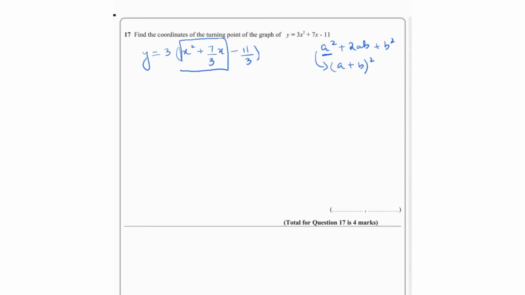So we have our a squared, we have our 2ab, we have to identify our b squared. So a squared is x squared, which means a is x. 2ab is 7 over 3x. So a is x, so 2xb equals 7 over 3x. So based on this, our b is going to be 7 over 3 times 1 over 2, which is 7 over 6.